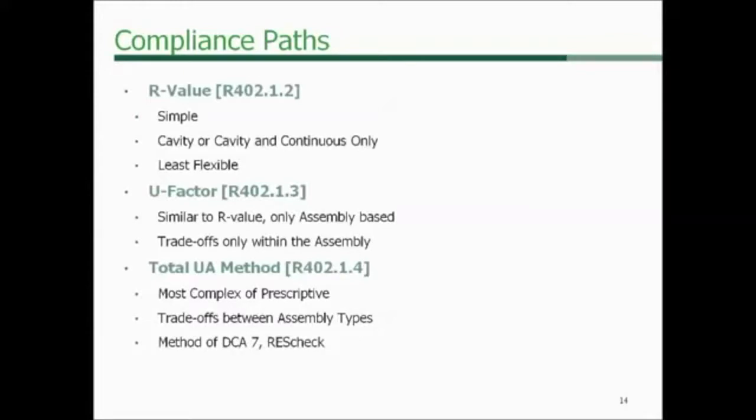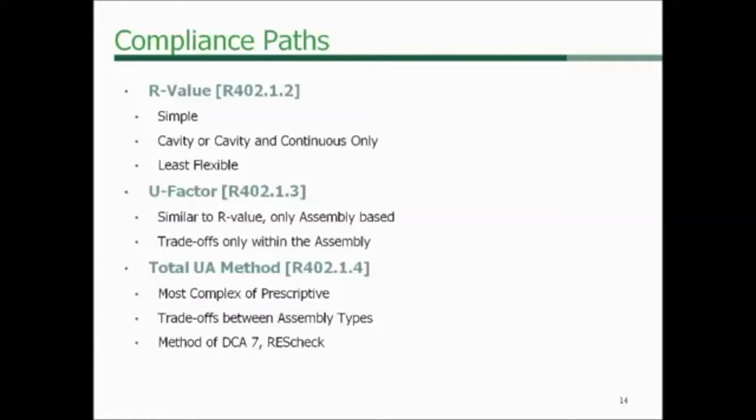If you're using like a structural insulated panel, this might be a good way to go, because it's not going to be in the R value table for a structurally insulated panel, but your overall assembly might be equal to or better than whatever is in the R value table, and so you can say, look, through U factor, I'm equivalent.